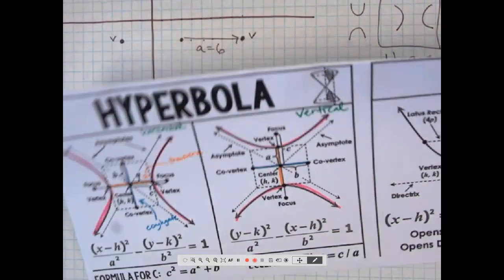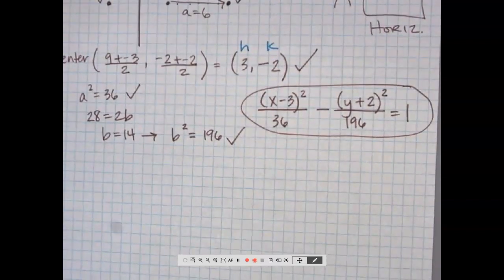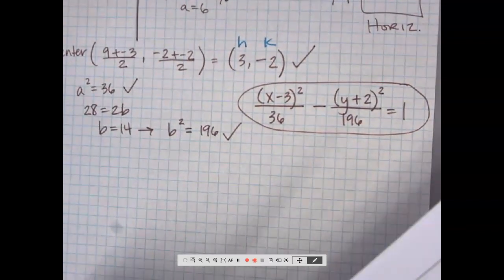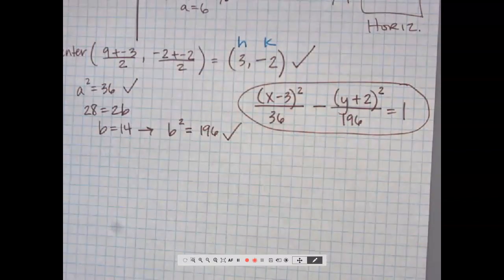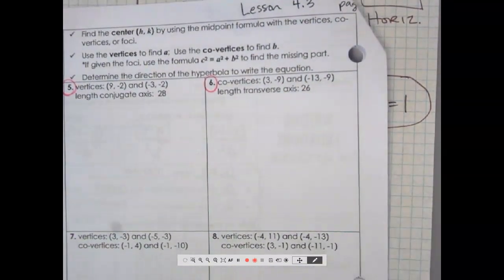All right. Lots of parts, aren't there? This is the one with the most parts. Okay, let's go to number 6 next. Okay, so this one is giving us covertices and the length of the transverse axis. So this is exact opposite information of the one we just did.